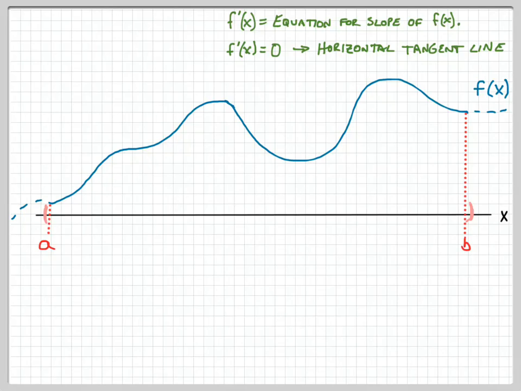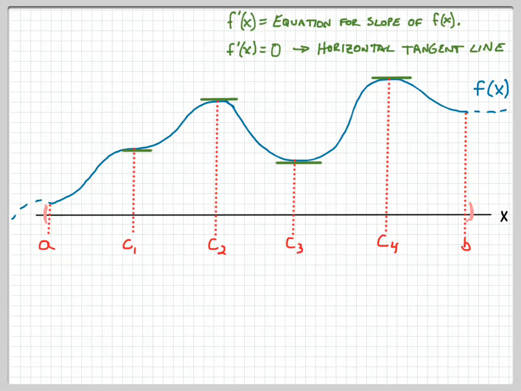So we've got a and b, those are our endpoints, and we've got a few spots where this thing is going to have a horizontal tangent line. The first one is going to be right here, and let's just call that C1. So that's just some points in between A and B. And we've got another place where we would have a horizontal tangent line right here. We'll call that C2. Another one down here, and we'll call that C3, and we've got one more up at the top here, and we'll call that C4.